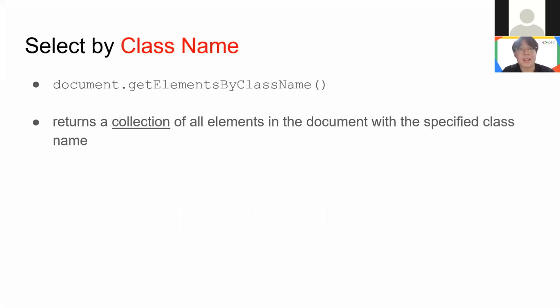Thirdly, we can select by class name. And so you can specify the class in this parameter over here. It also returns a collection of all the elements in the document with the specified class name.